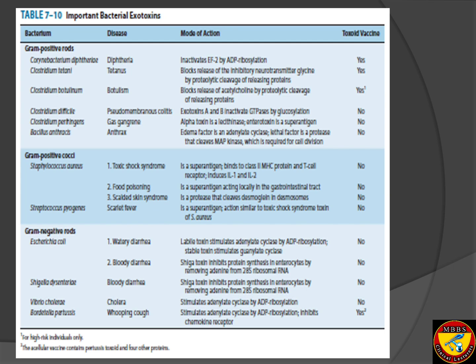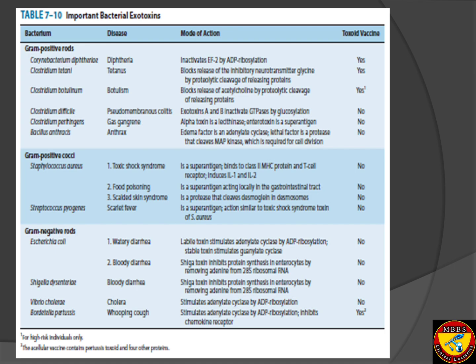Okay, now the important bacterial exotoxins. This is a picture similar to the one found in your Levinson, where we have different bacteria producing toxins. Here we can see Corynebacterium diphtheriae produces diphtheria toxin, which inactivates the elongation factor by ADP ribosylation. The mode of action is also given, and whether a toxoid vaccine is possible to make or not. This is a very good graph. Try to go through it and remember it, because it will cover a lot of questions which are usually asked in the exam.